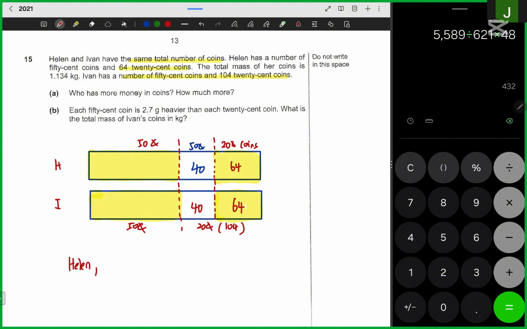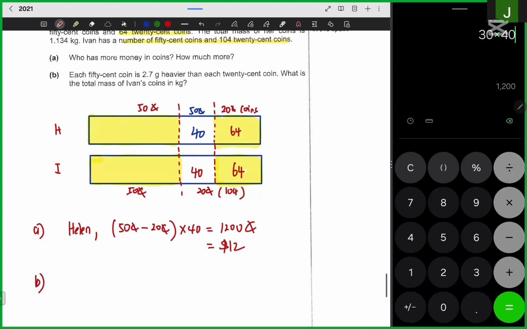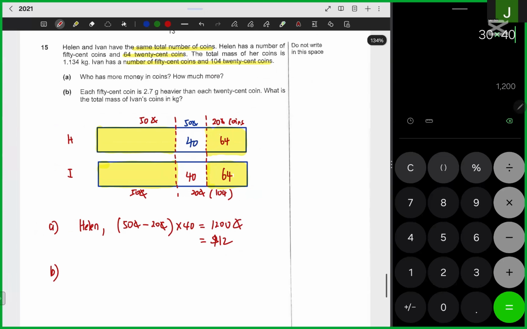So Helen has how much more? One 50-cent versus one 20-cent, that is 30 cents more. And then we have 40 of it, so 30 cents times 40 is 1,200 cents, which equals $12. So that is the answer for part A only. Very easy, right? Does it deserve to be the hardest question?